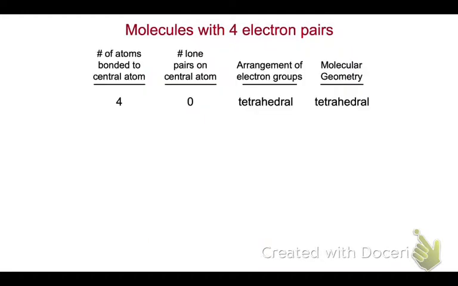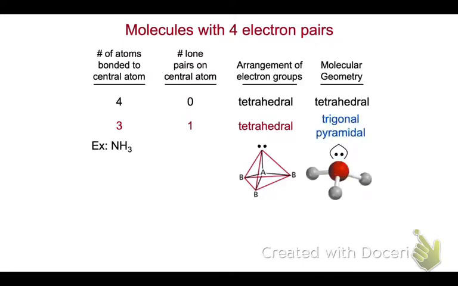All right, so now let's go to the next model. Ammonia, 3 atoms around the central atom, 1 lone pair. Electronically, it's tetrahedral. However, when you look at the atoms, the relationship between the atoms, these are making a pyramid with a triangle base. So that will be trigonal pyramidal.